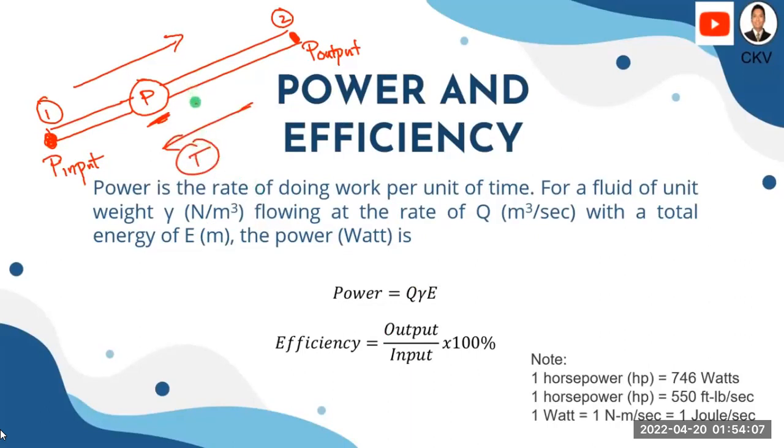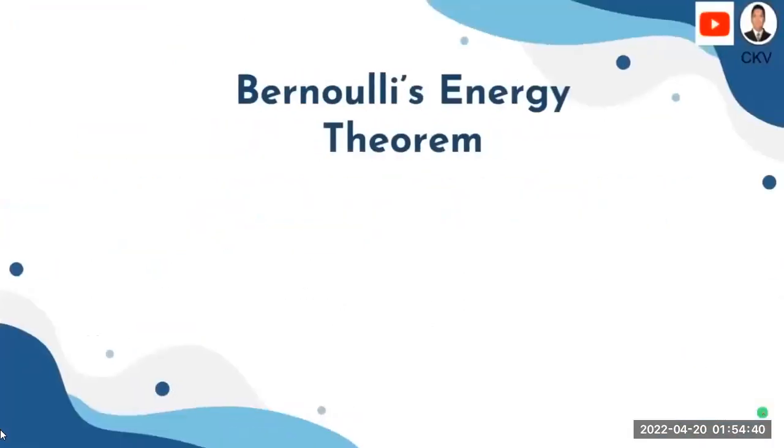Okay, so we can compute the efficiency of that installed pump or turbine when we compute the power at the input and power at the output. Okay, so here are the conversion factors for power, from horsepower to watts, horsepower to foot-pound per second, and watt to joule per second.